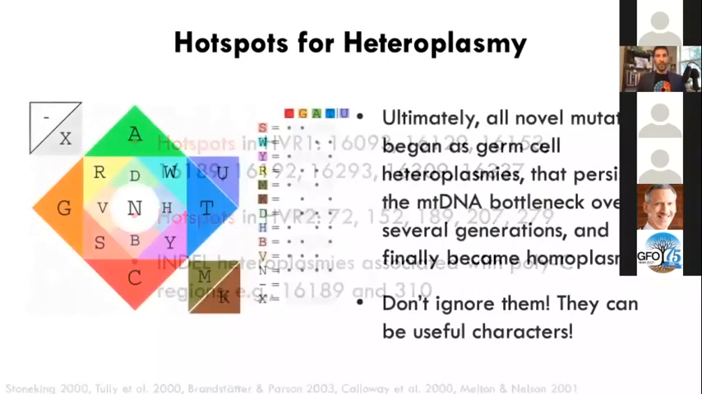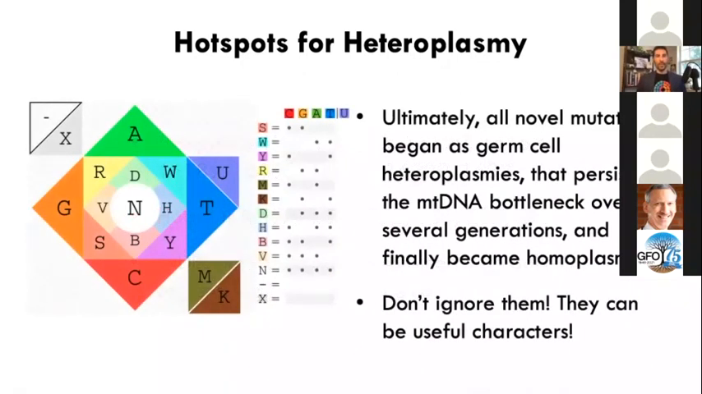Like I said, ultimately all novel mutations begin as these germ cell heteroplasmies, and they either resolve one way or the other, and nuclear DNA may play a role in how that happens. As far as genealogy, don't discard them. Don't think that they're not important. They may be novel mutations in the making, and their shared pattern with distant or close relatives may tell you a lot about how the tree is structured. So that's my bit. And with that, I will turn it over to Roberta.